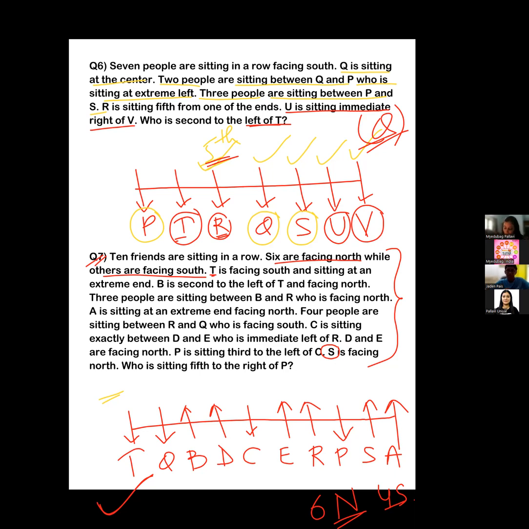Okay. See, at the very start, it was given that T is facing south and sitting at an extreme end. So here there were two possibilities forming. T can be at either end. But then at the very next line, it was written B is second to the left of T. So at this point, it became clear that T must be here only. So there can be two possibilities at the initial point, but as more points come in, these possibilities get eliminated, and it follows like that.